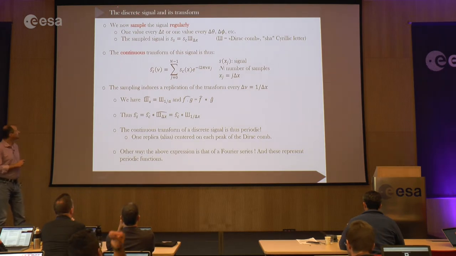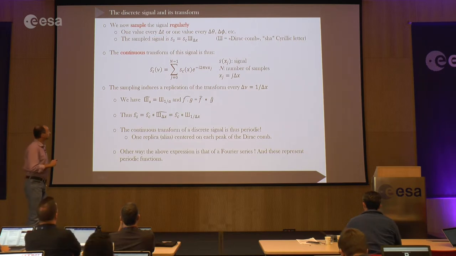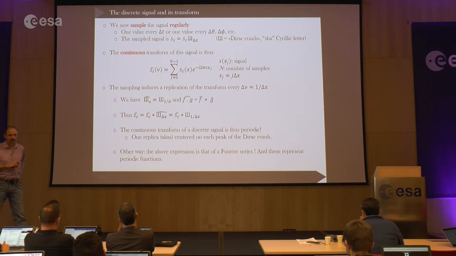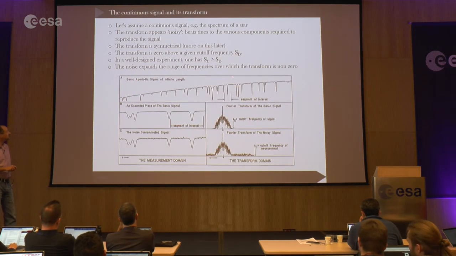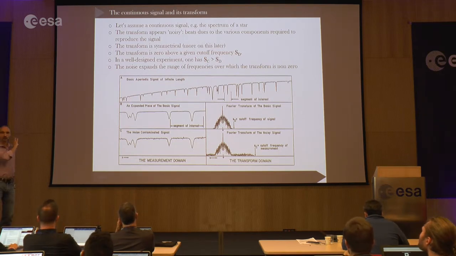So then, let's consider the discrete signal. The discrete signal and its transform. So the continuous transform of the discrete signal. So here we consider the continuous signal, and that's what is represented, the continuous transform. So the nice mathematical expression that we've all seen in school at some point, right, with integrals.